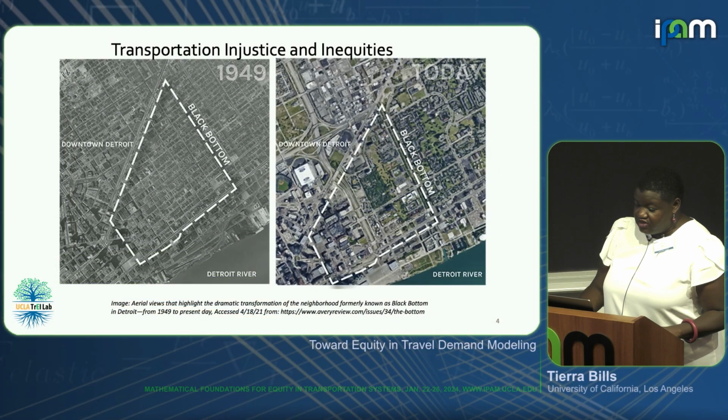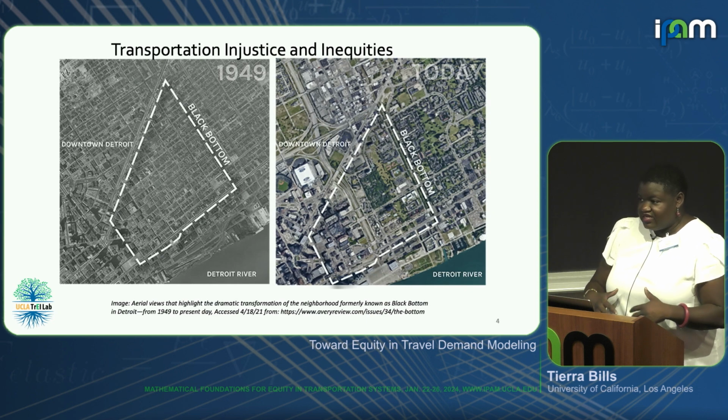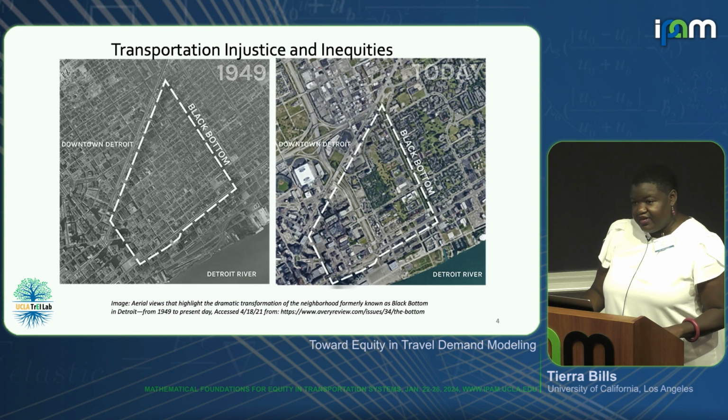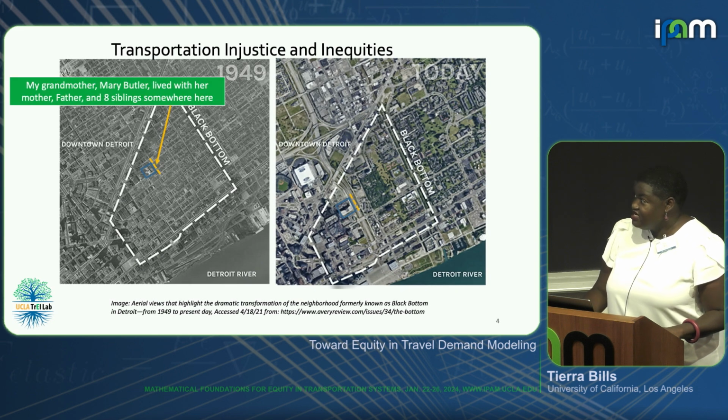And this is the same case, but I wanted to, on a personal note, just share that this case in particular is not abstract to me. So these types of issues, the impacts that transportation can have in a harmful way, is not abstract to me. My own family were impacted by this particular case.